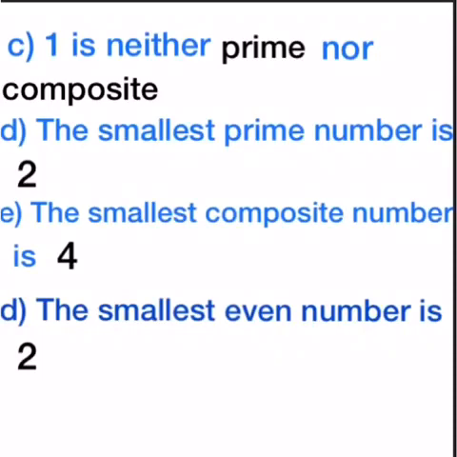Fourth one is the smallest prime number is dash. Children, the smallest prime number is 2. 2 is the smallest even prime number. Fifth one, the smallest composite number is dash. See children, here 1 is a unique number, 2 and 3 are prime numbers. So 4 will be the smallest composite number. Last one, the smallest even number is dash. So children, the smallest even number is 2.